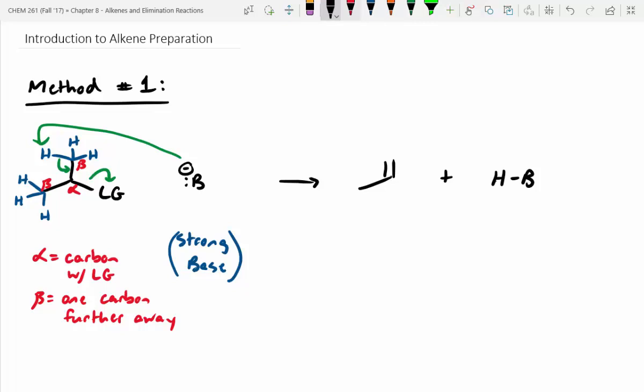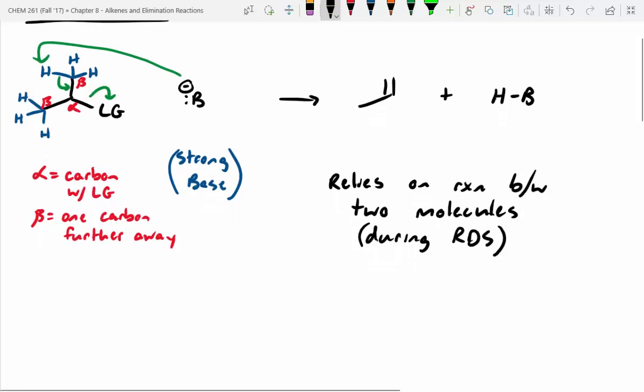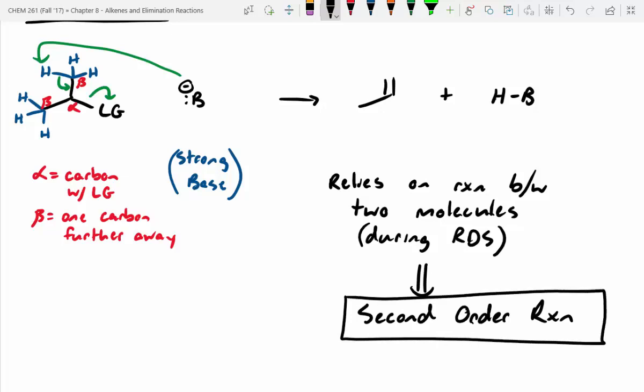Okay, so let's make a note of that. During the rate determining step, although it's implied. It's implied it's the rate determining step because it's the only step. So this must be a second order reaction. That relies on reaction between two reagents. That's just my shorthand.